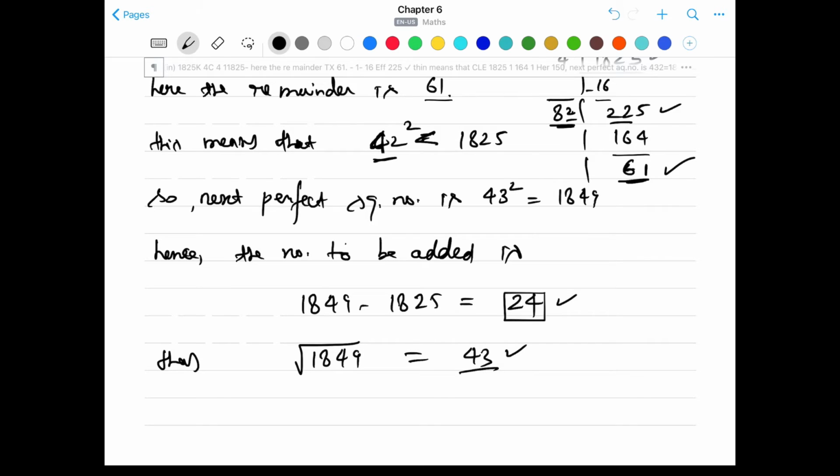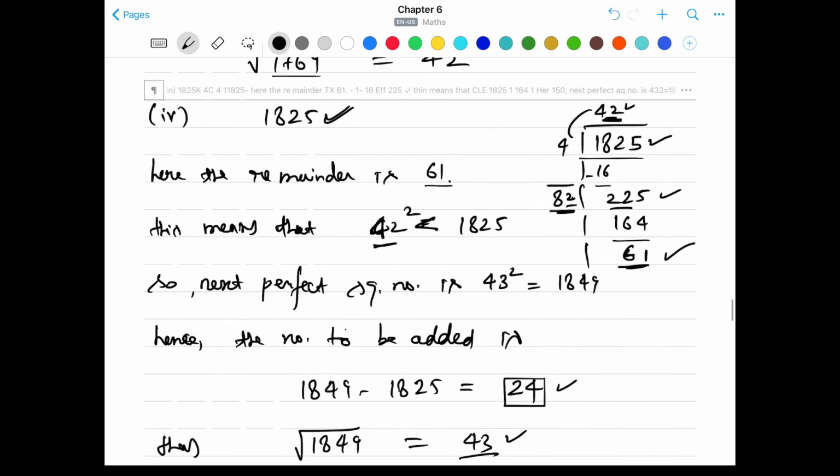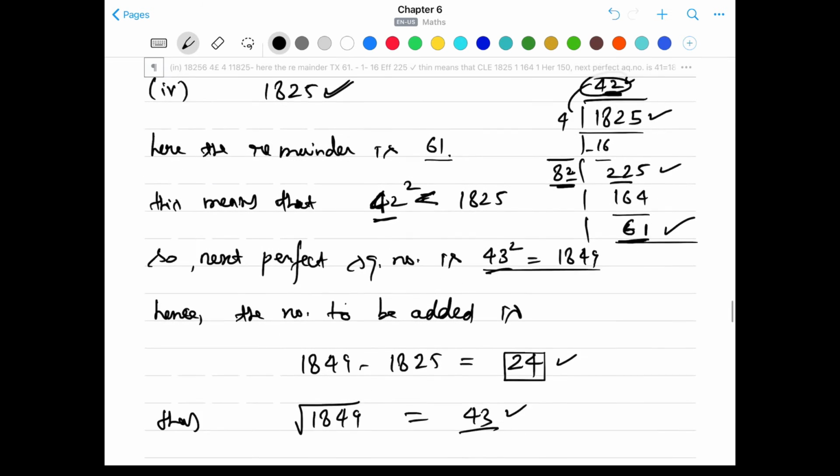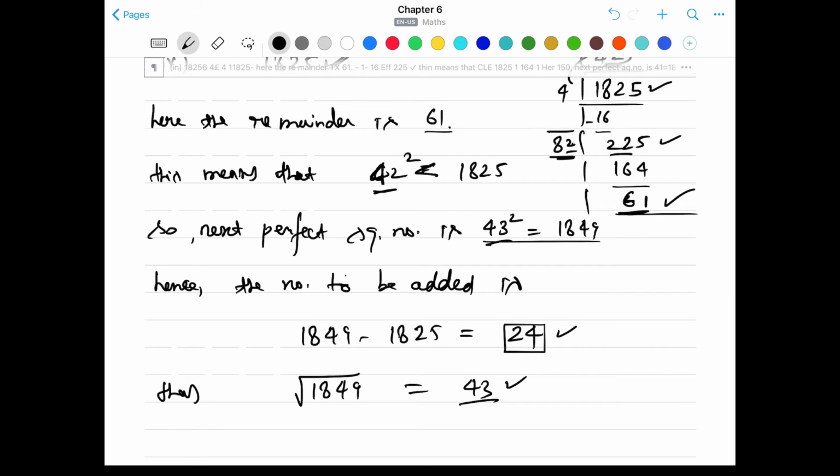Okay, I hope you understood questions 4 and 5. Both are similar, but once you get a remainder, if you're asked what should be subtracted, we'll subtract the remainder. If you're asked what should be added, you will go to the next higher number. Like here we have 42, so the next number will be 43, and the square of 43 is 1849. You will find the difference of the two numbers, which is 24, and when you add this 24 to the given number, it will become 1849, and the square root of 1849 is 43.